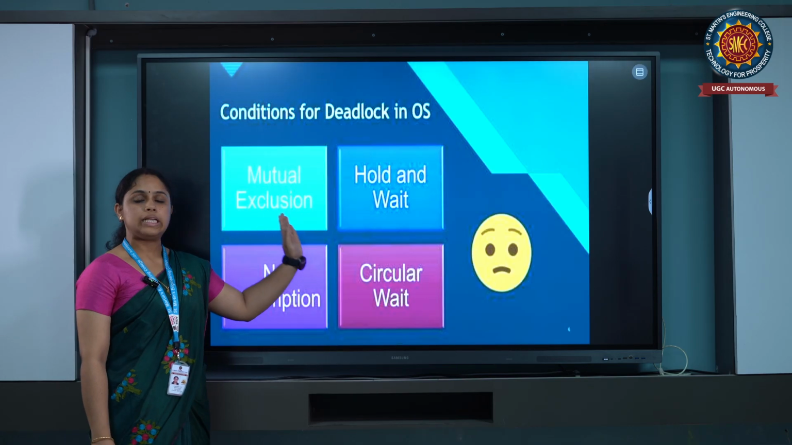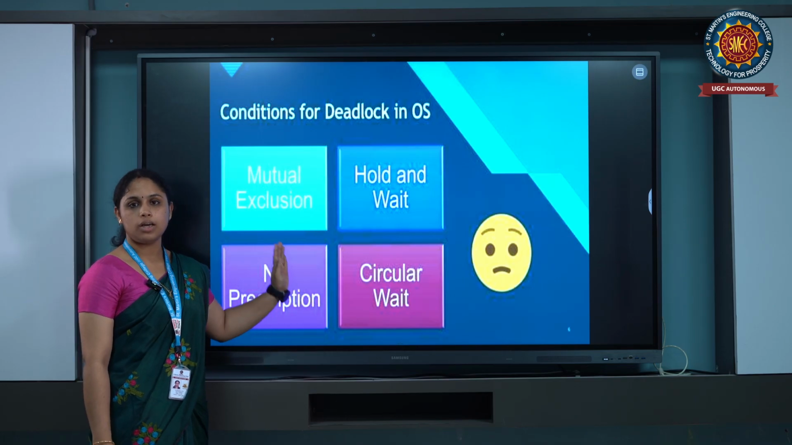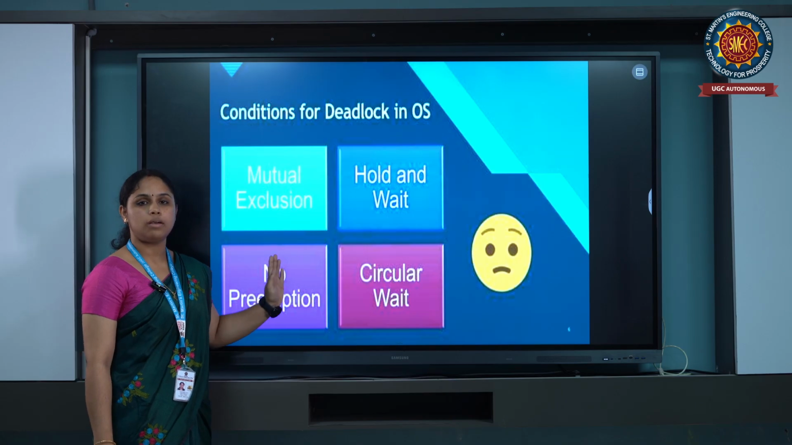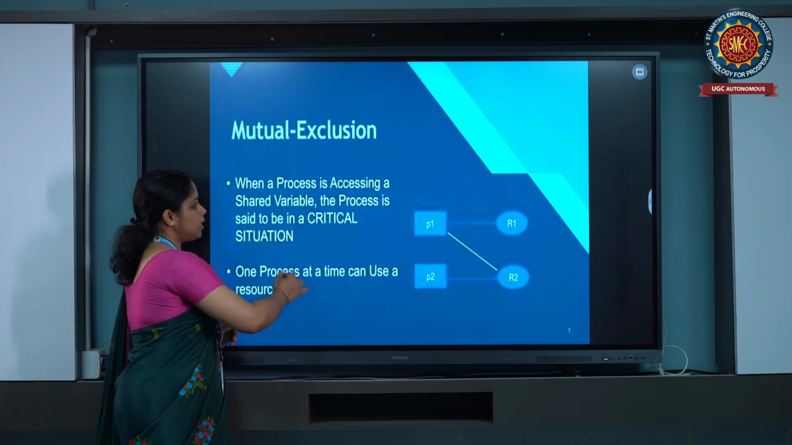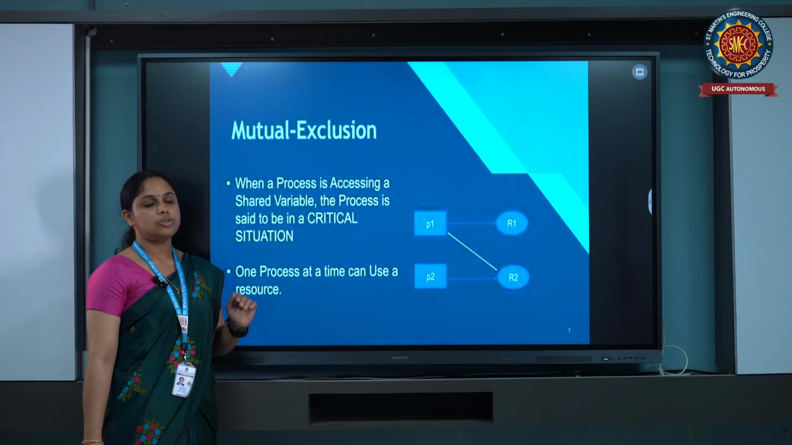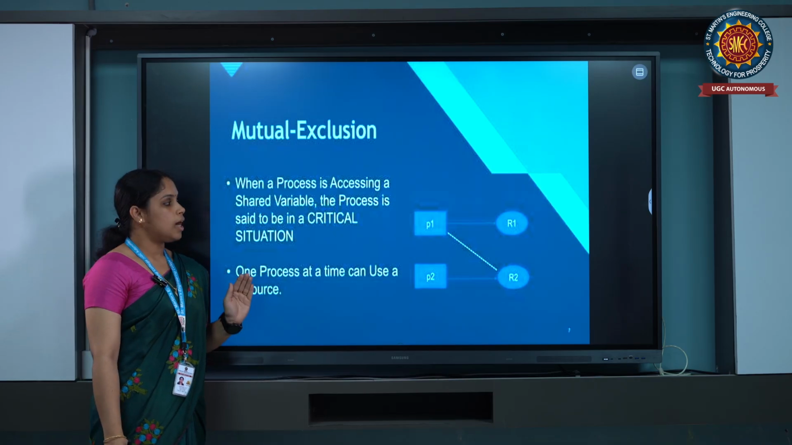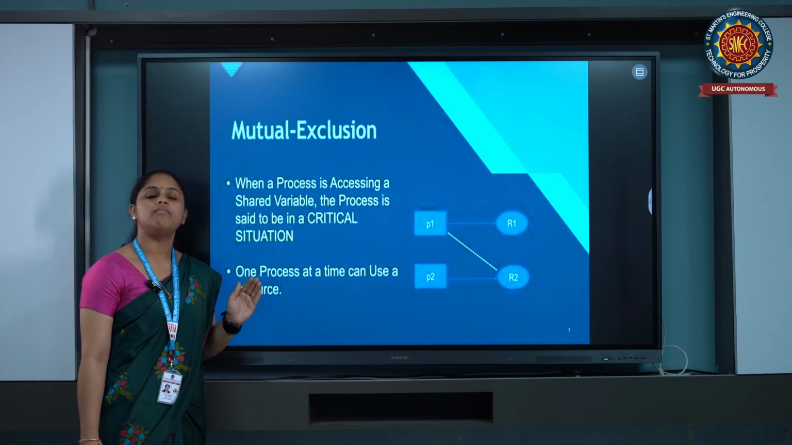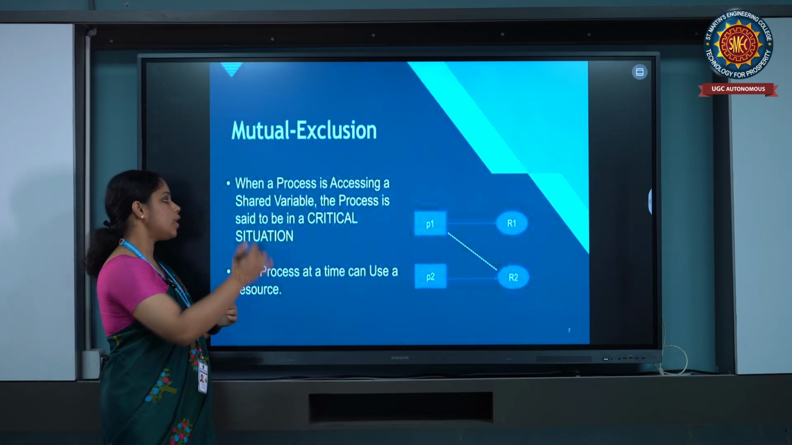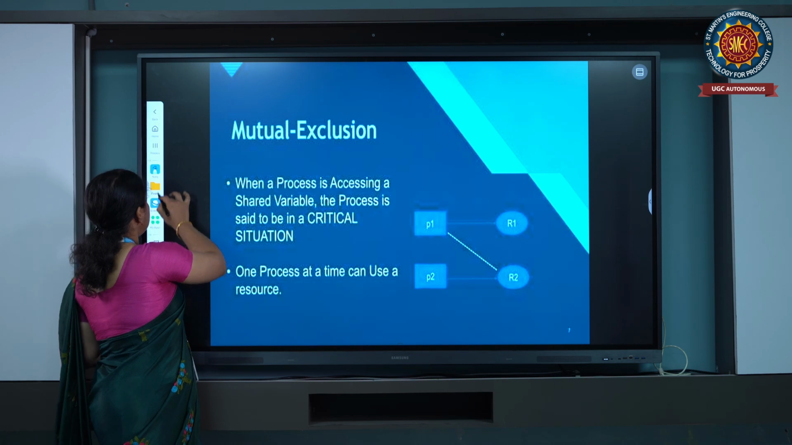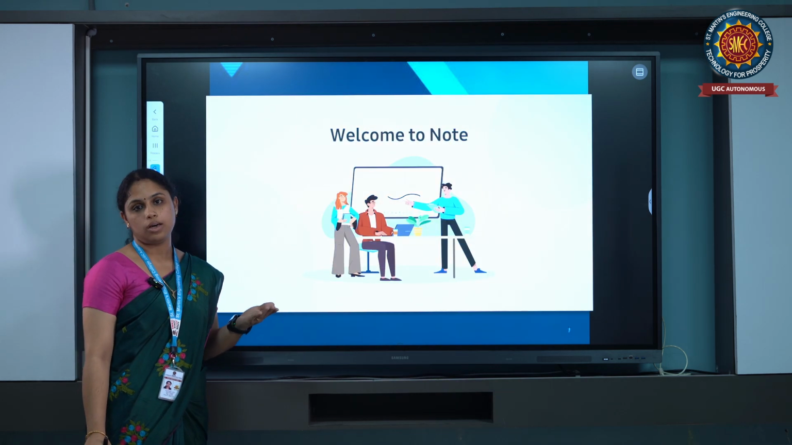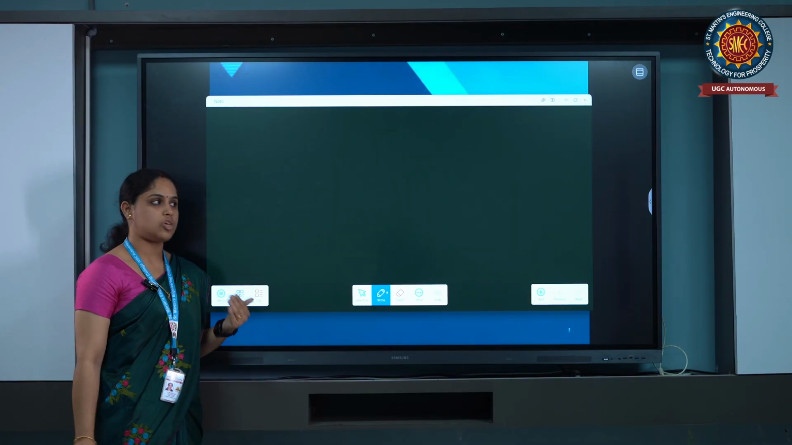Okay, so these are the necessary conditions of a deadlock situation. We will discuss each condition one by one. The first condition is mutual exclusion. Mutual exclusion means each resource should either be available to be allocated, or it should be allotted to exactly one process. That is the condition of mutual exclusion.